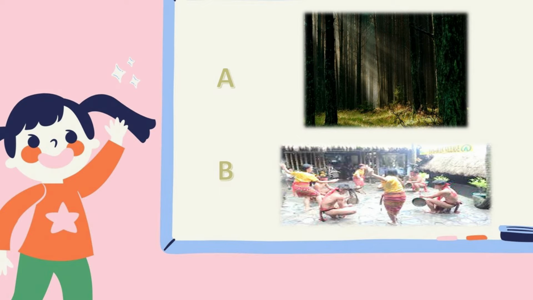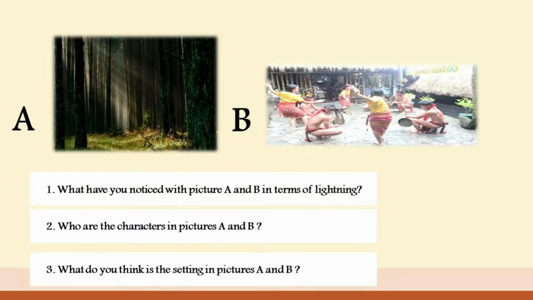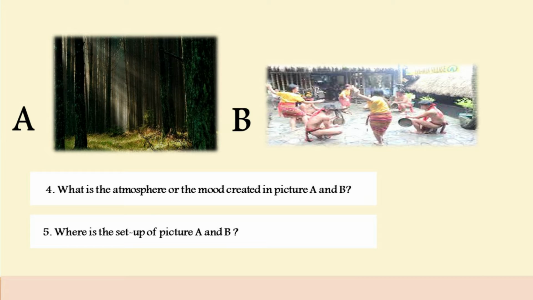Study the pictures in set A and set B. What have you noticed with pictures A and B in terms of lighting? Who are the characters in pictures A and B? What do you think is the setting in pictures A and B? What is the atmosphere or the mood created in pictures A and B? Where is the setup of pictures A and B?